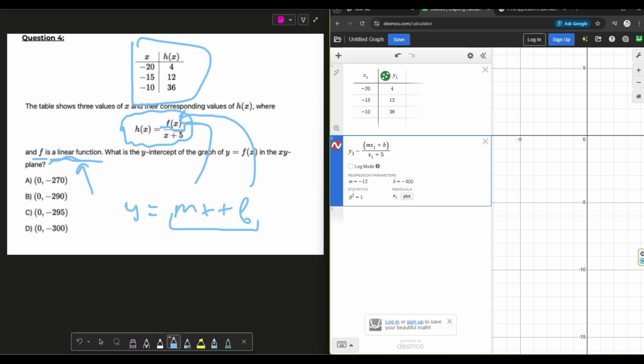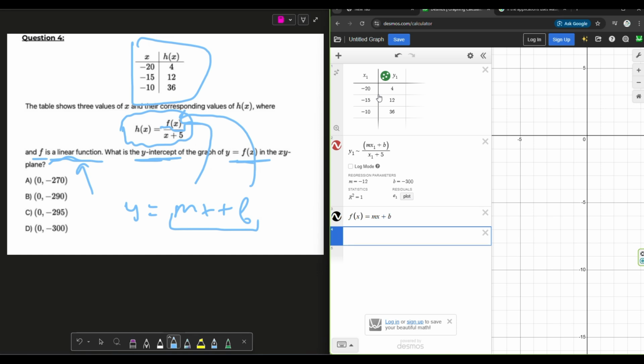And I am asked for the value of the y-intercept of the graph of f of x. f of x will basically equal mx plus b. And the y-intercept is when our x value equals 0. So f of 0 will just give me negative 300, which is answer choice D.